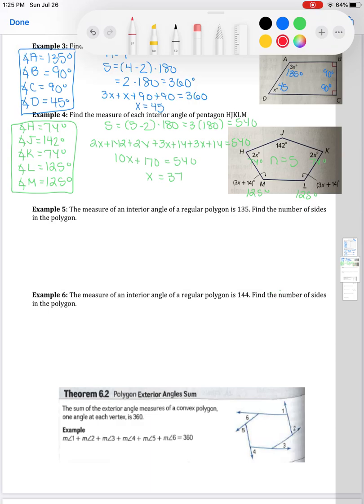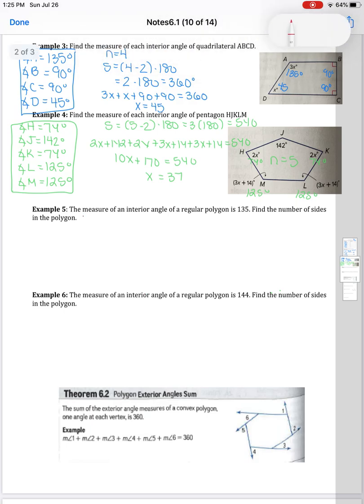Well, 2 times 37 gets me 74. So that means that h and k are 74. And 3 times 37 plus 14 is going to get me 125. So these other 2 angles are 125 degrees. And then there are my 5 angles that I need.